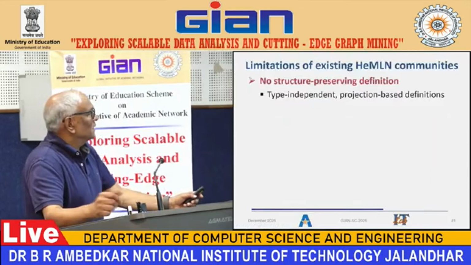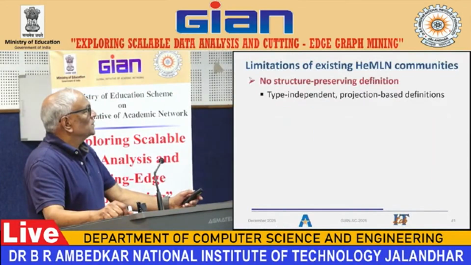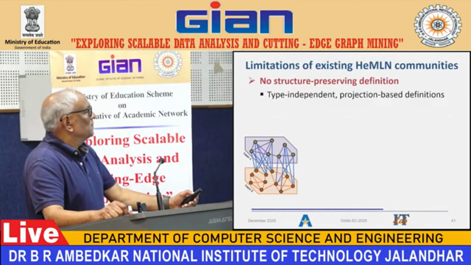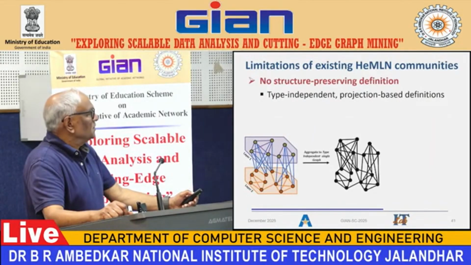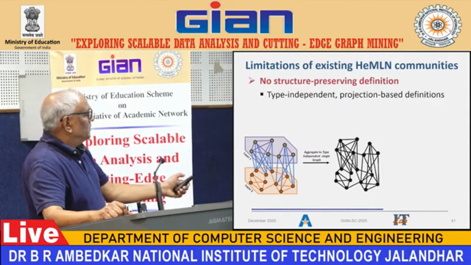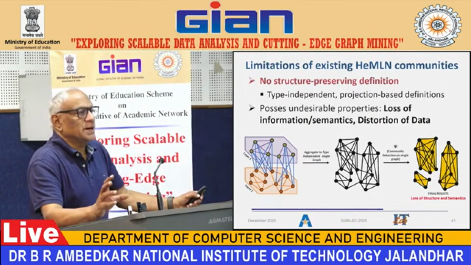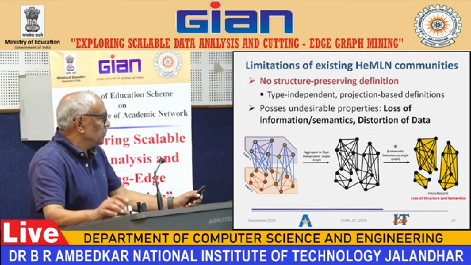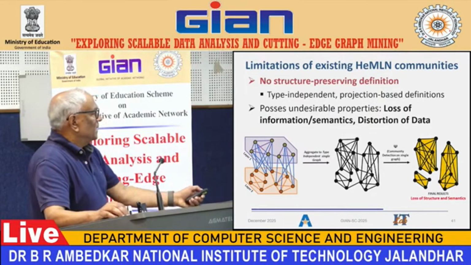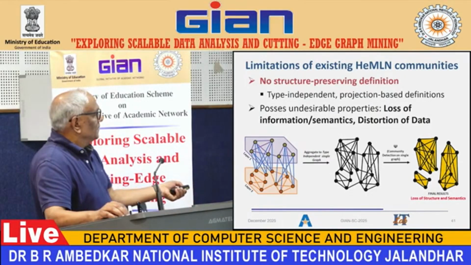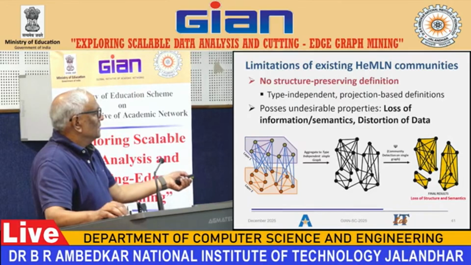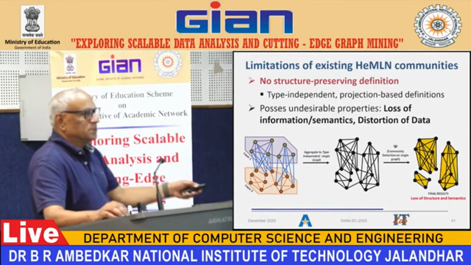Okay, so limitations, as we have seen: no structure preserving definition, type independent, projection based. Typically you aggregate these two layers into a single layer and then you compute the communities for that aggregated single graph. So this is what we use as the ground truth, but there is a lot of information lost. As you can see, the colored nodes have become black. There is no difference between these nodes and these nodes. There is no difference between the relationship within a layer and the relationships across layers.